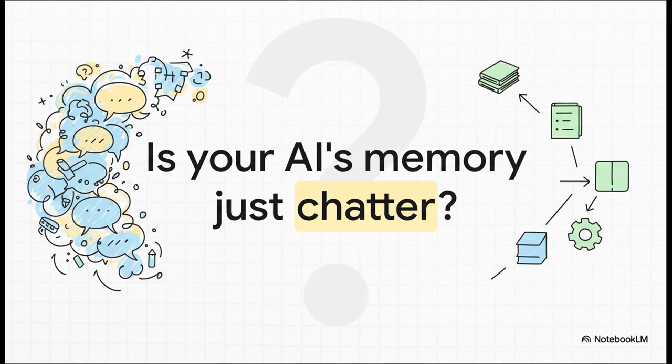Is your AI's memory just a big, messy pile of chatter? If you've built any kind of agent, you know exactly what I'm talking about. Every little hi, every typo, every time you correct it, it all just gets dumped into this unstructured log that's almost impossible to use for any kind of long-term memory.